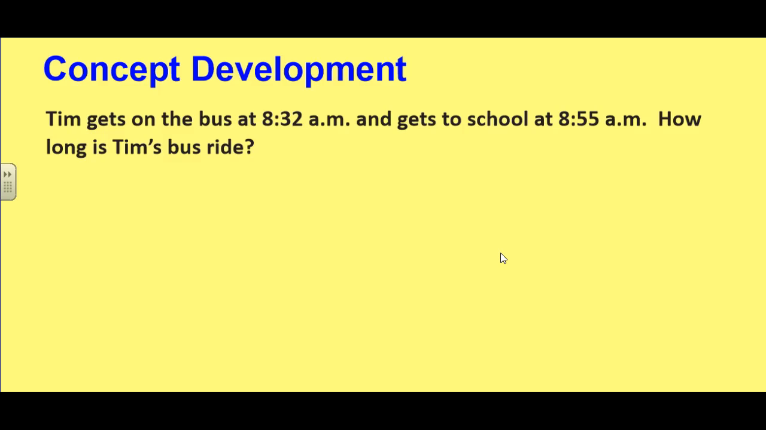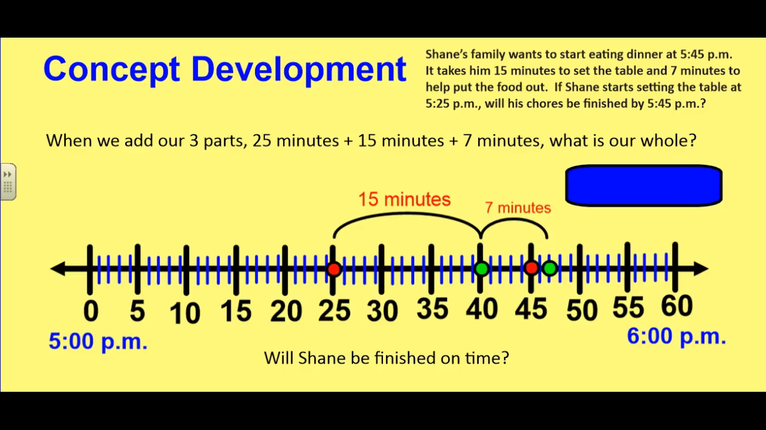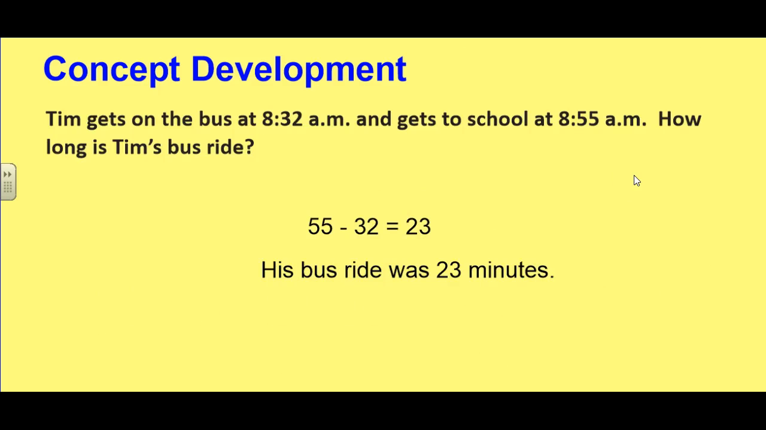So you know that if you just subtract 55 minutes and 32 minutes, that will tell you how many minutes is in between those two times. So go ahead and do your subtraction problem to find how many minutes his bus ride actually was. And once you have that completed, you can push play to check your answer. So when you take 55 and you subtract 32 from that, you're left with 23. So that tells us that his bus ride was 23 minutes.